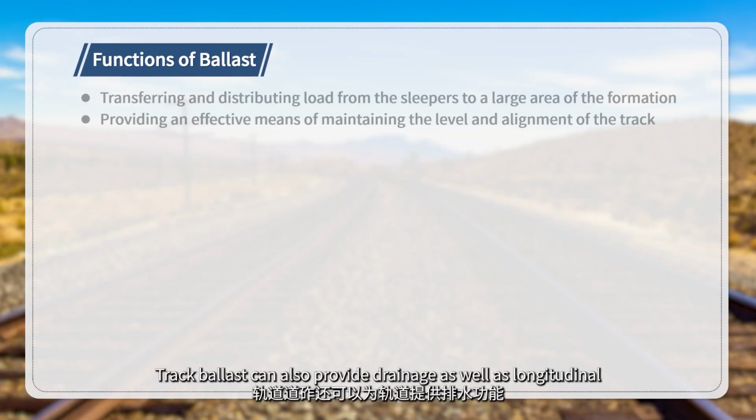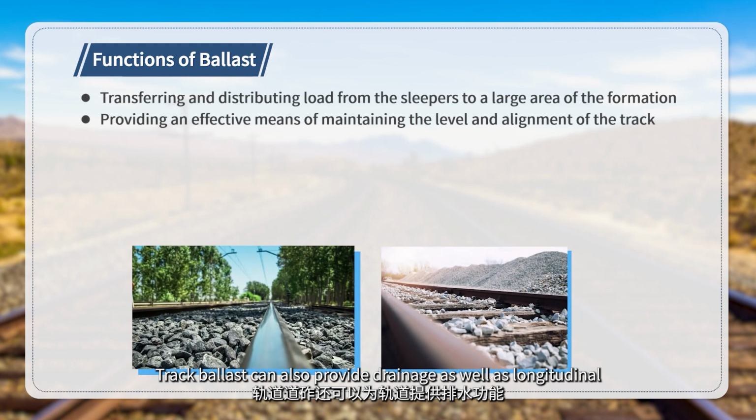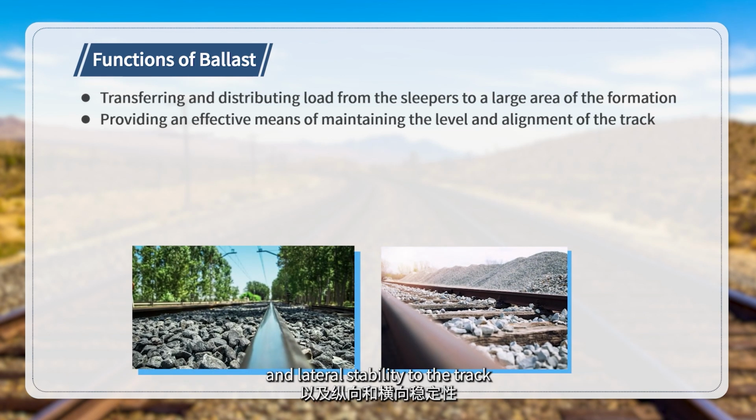Track ballast can also provide drainage as well as longitudinal and lateral stability to the track. The voids between the stones allow rainwater to drain away from the tracks, preventing water from pooling and potentially causing damage to the tracks or subgrade. The ballast also helps to prevent vegetation from growing up around the tracks, which could obstruct the view of train operators and cause safety issues.